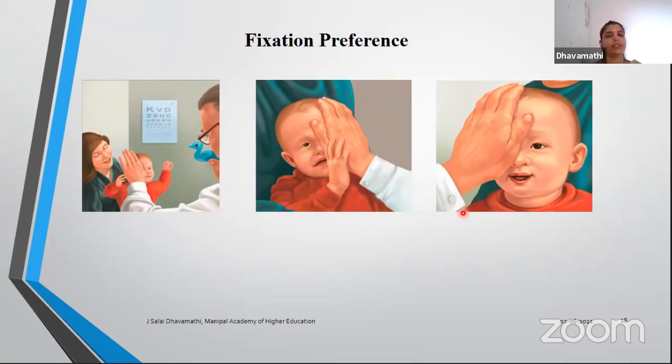If the child doesn't resist any occlusion, then you can conclude visual acuity in both eyes is very good. If the child resists occlusion of either one of the eyes, you can find that visual acuity is less in that eye. Okay, this is the fixation preference test.